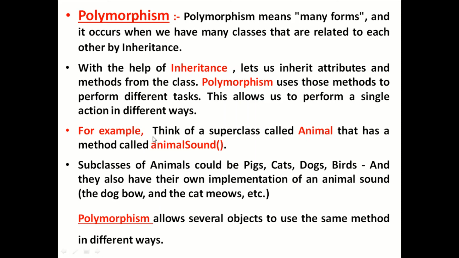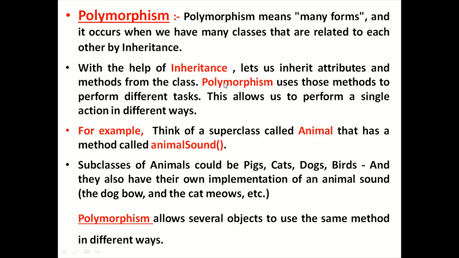According to inheritance, we have a chance to inherit the methods, functions or procedures from the existing class to the subclass. So we can inherit the method of animal sound to pigs, cats, dogs or birds. So I assume I have inherited this animal sound to the pig object as well as the cat object. The dog object also inherited this method of animal sound, and the bird object also inherited animal sound.